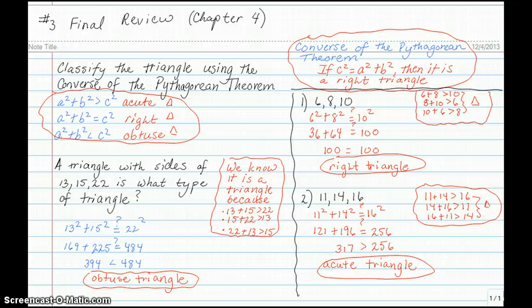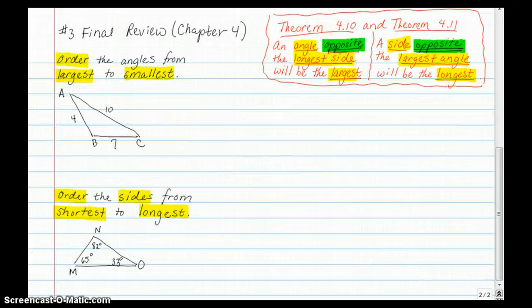Okay, moving on to the next part of the lesson. We want to order the angles now from largest to smallest. We're going to do that using theorem 4.10, which states an angle opposite the longest side will be the largest. So if we look at the sides, we want to go largest to smallest, so we see the biggest side is 10, so the angle opposite that is B. So angle B will be the largest.